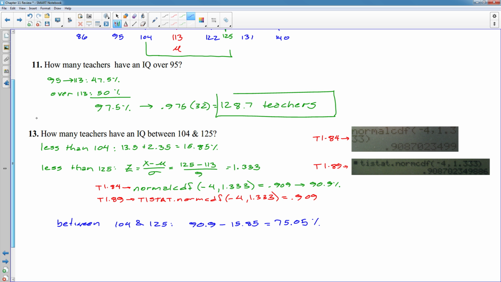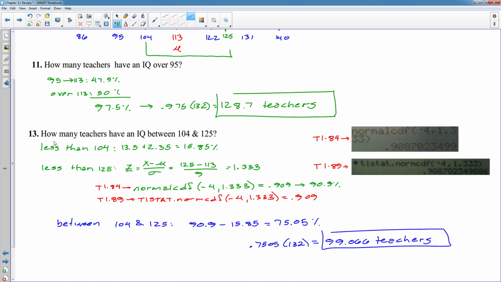And then there are 132 teachers total. So I'll do 0.7505 times 132, and you get 99.06 teachers. So that's how many teachers have an IQ between 104 and 125. You're good? Good, good, good, good.